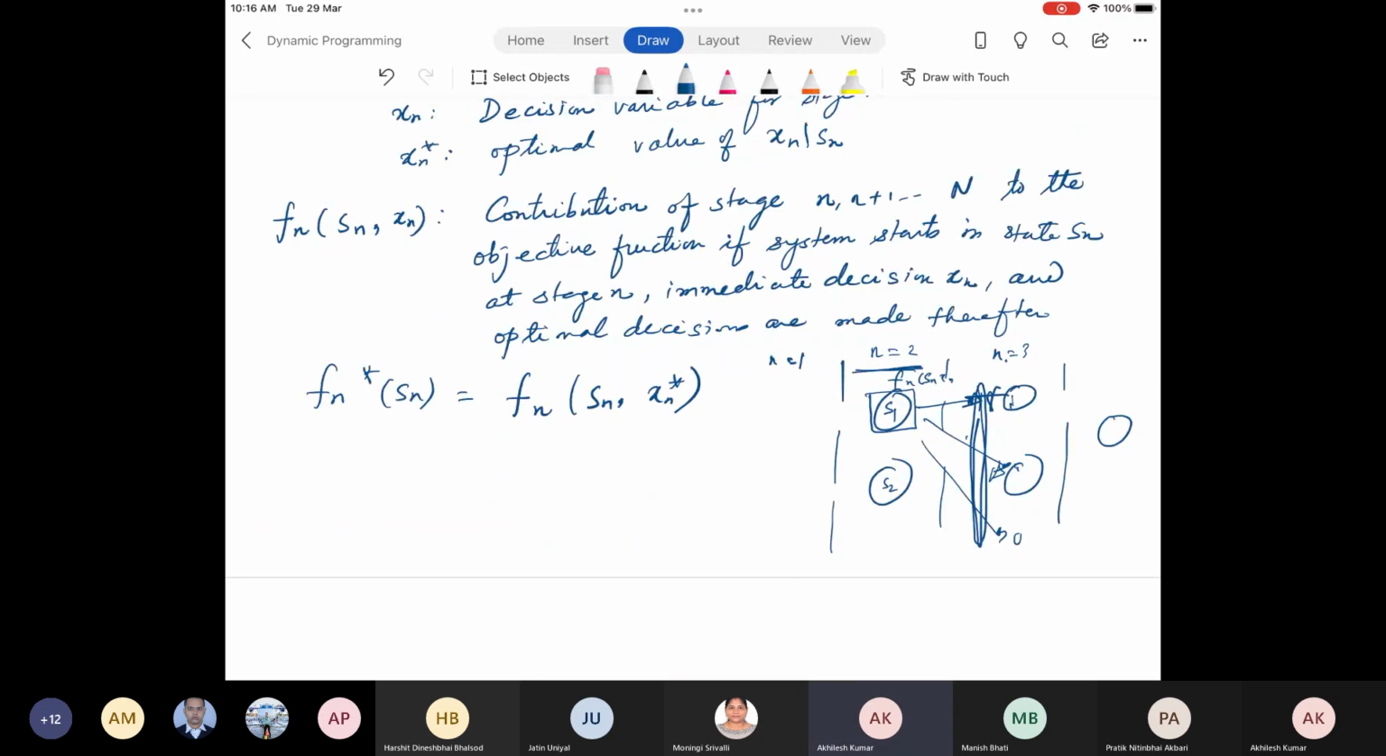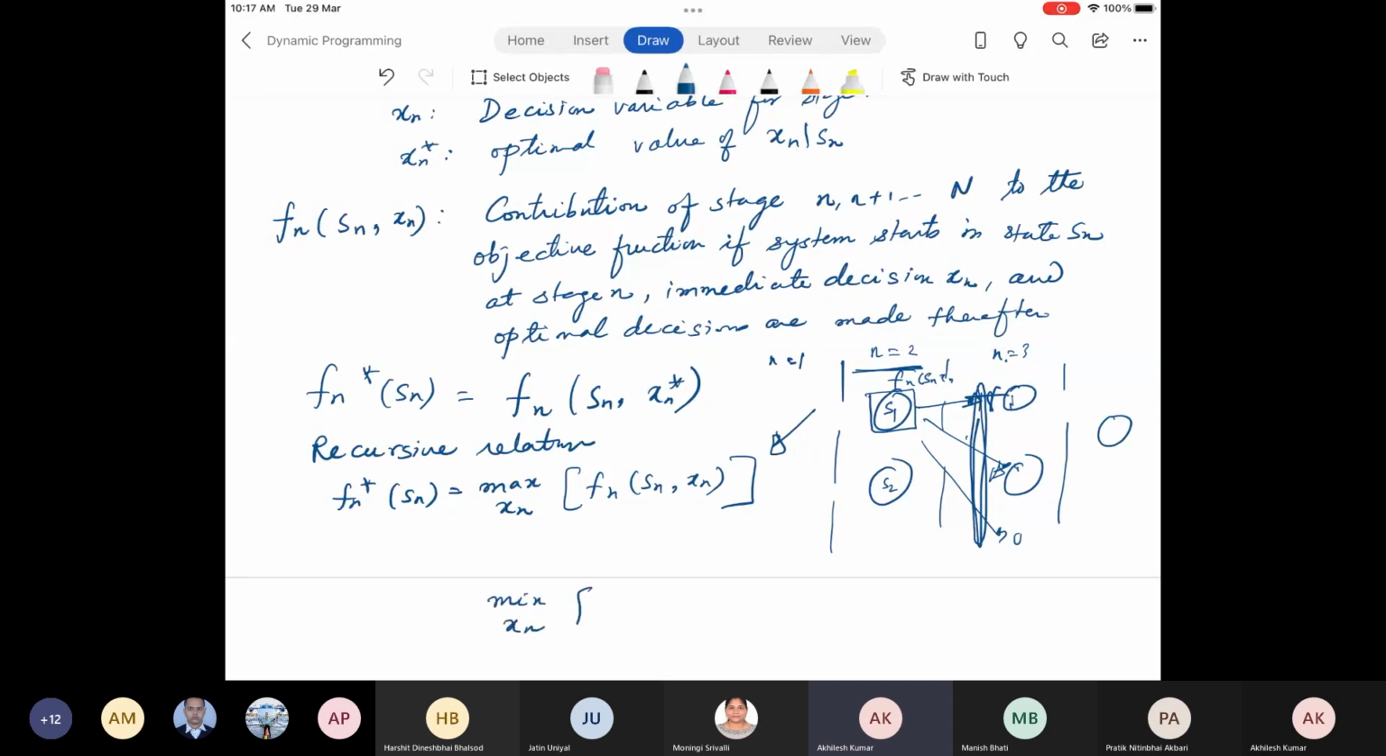So for a stage, for a particular state, what should be the minimum or the optimal value given a decision? In general, the recursive relation will always be of the form Fn star Sn equals max over Xn, all the decisions you have taken, of Fn(Sn, Xn). Now this is the most important thing, understanding how to formulate this objective function. It can be of this form, or if it is a minimization function, minimize over Xn of Fn(Sn, Xn).